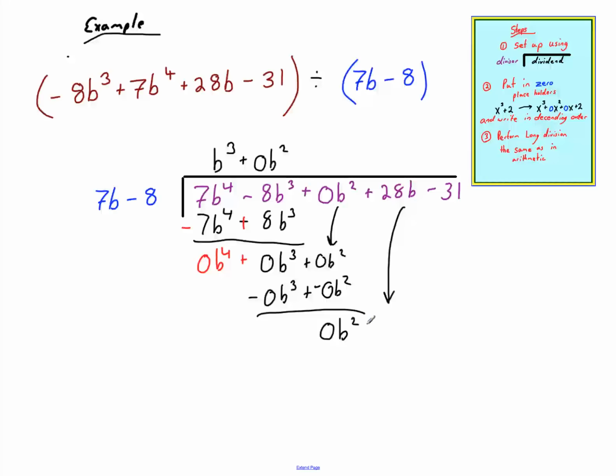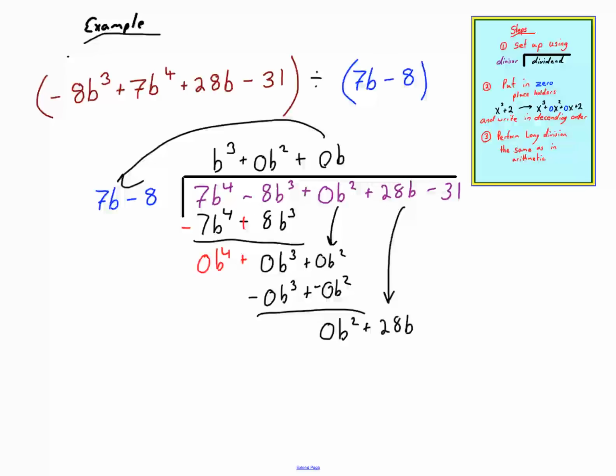Let's drop the 28b. Okay, so how many b to the first powers do I have to multiply to get 0b squared? And that's 0 b's. And again, I'm going to distribute those. So this times this, and this times this. So 0b times 7b is 0b squared plus 0b. Subtract those, and I get 28b.